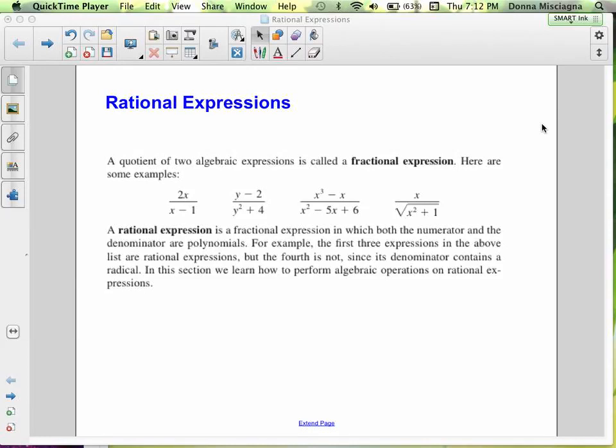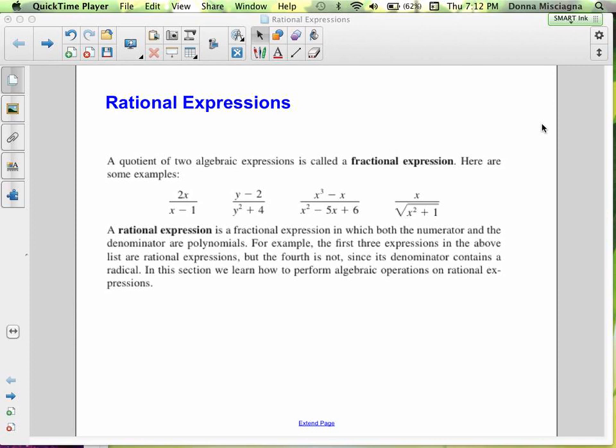Rational expressions. A quotient of two algebraic expressions is called a fractional expression. Here are some examples: 2 divided by x minus 1, y minus 2 divided by y squared plus 4, y cubed minus x divided by x squared minus 5x plus 6, and x divided by the square root of x squared plus 1. A rational expression is a fractional expression in which both the numerator and the denominator are polynomials.